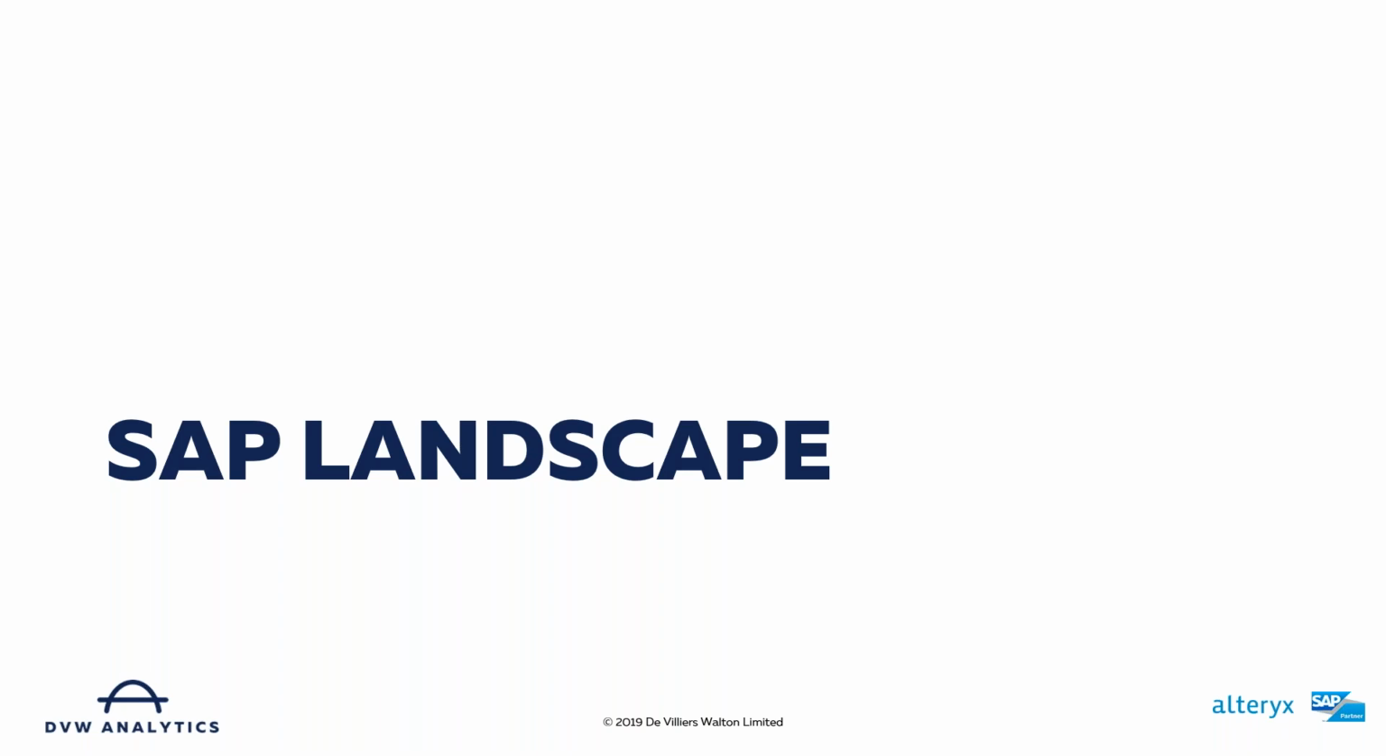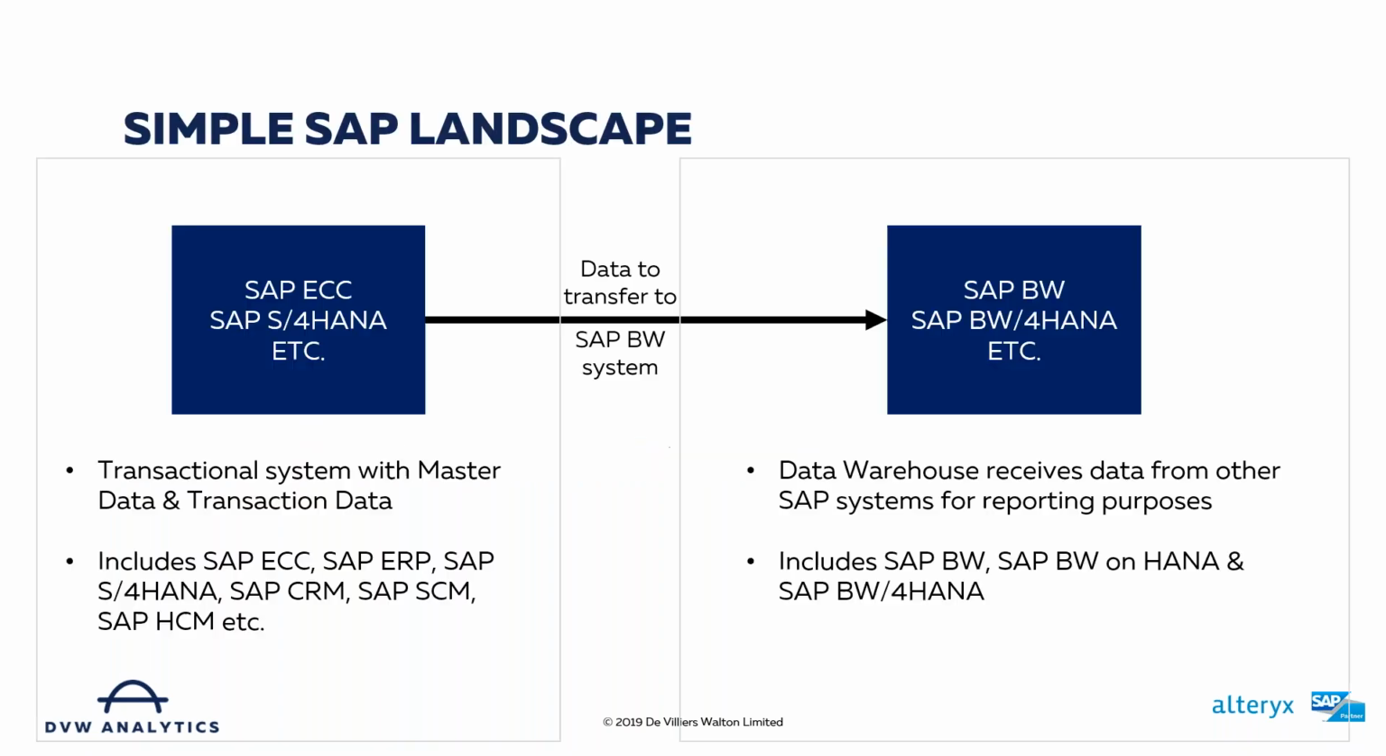All right, so let's take a look at a very simple SAP landscape. Dead simple, two systems. On the left-hand side, we have, let's call it the core transactional system. I'll call it ECC just for the sake of using every single variant of the name. So this is your core transactional data system. It's where your master data is stored. It's where your business users are working day in, day out, processing business transactions, updating master data.